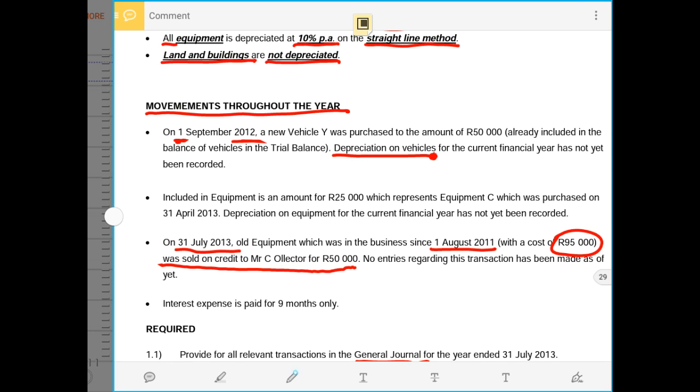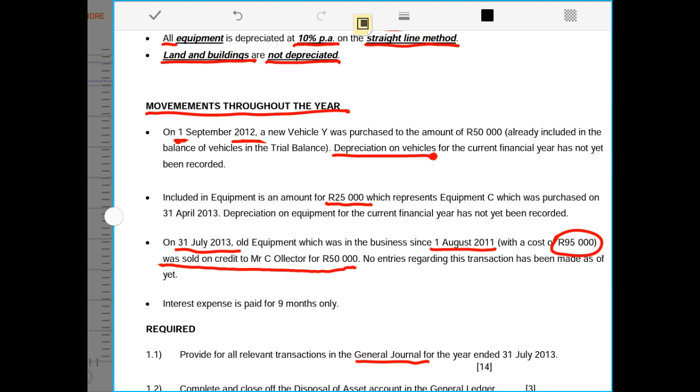And in the second adjustment, they told us that there was also an equipment costing 25,000 rands that was acquired during the year, and that equipment was equipment C. And they said after that, depreciation on equipment for the current financial year has not yet been accounted for. So now the minute they told us that 25,000 is already included in the equipment in the trial balance, it means the cost of this equipment, that is 25,000 rands, was already recorded, and it was recorded correctly.